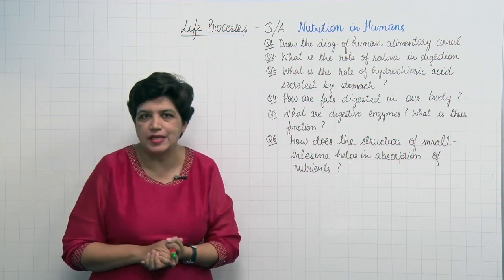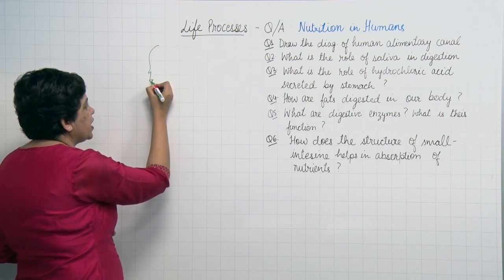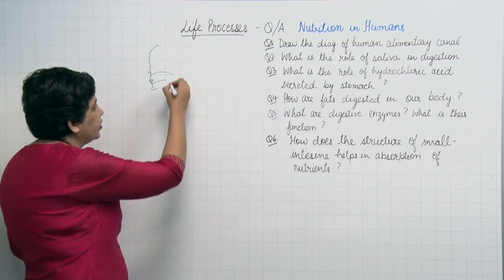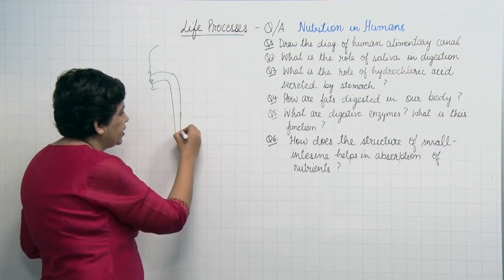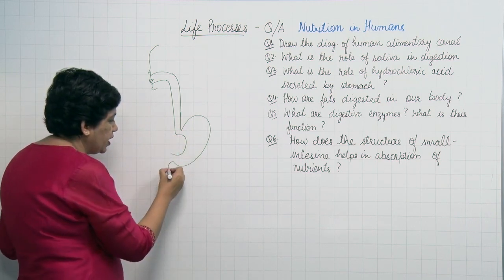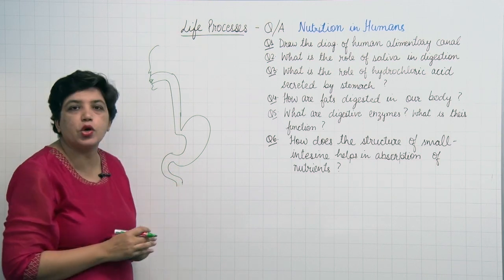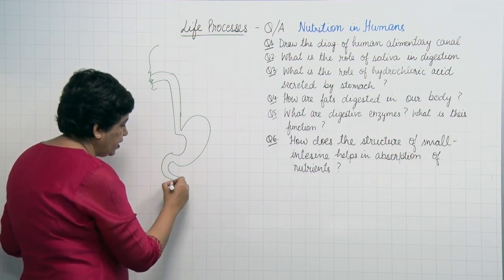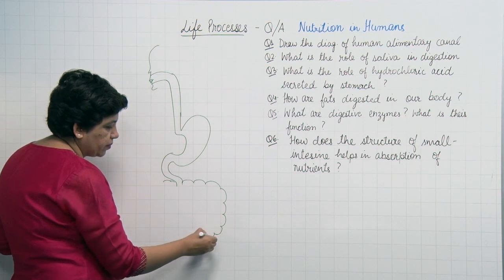So to draw the diagram, first just draw a little part of the face, to show that actually this process starts right from the mouth. Then there is an esophagus, which is the food pipe. Food pipe ends into a C-shaped organ called the stomach, which is a muscular organ. Then this stomach opens up into a tube-like structure called the intestine. The first part of small intestine is the duodenum. Then before you draw this small intestine, first draw the large intestine.